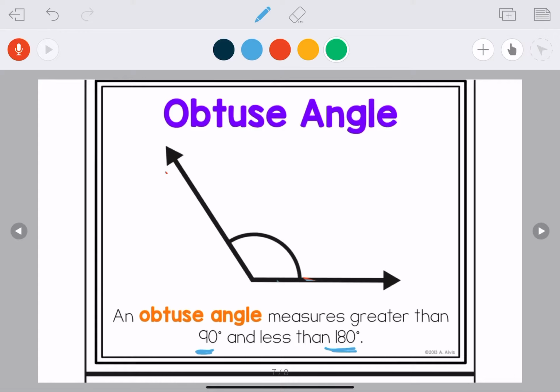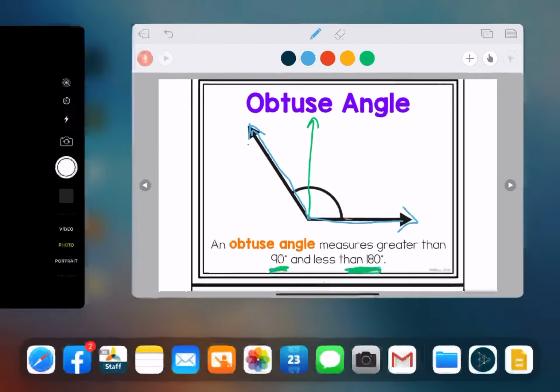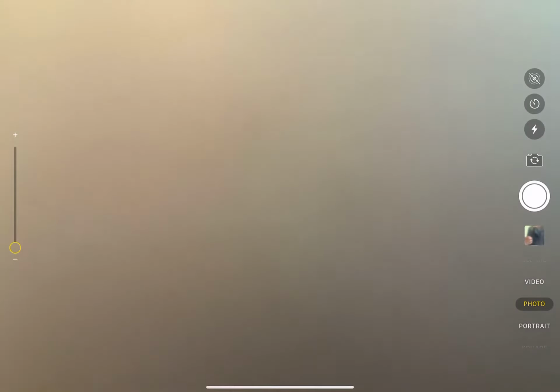Obtuse angle measures more than 90, but less than 180. And if you think about the right angle being straight up and down, the obtuse angle, the one line segment, almost looks like it's falling backwards from that. Okay? I want to see you taking your fingers and tracing that big old obtuse angle. Nice job, Matthew. I see you following right along. And after we've traced it, let's practice making it with our bodies.